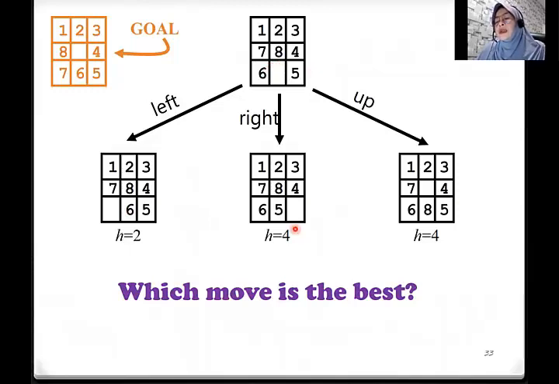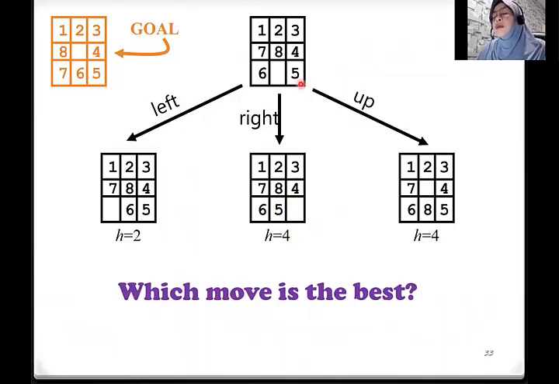Then similarly, we move the empty tile to the right. We calculate how far each tile is from the correct position compared to the goal state. 1, 2, 3 are all correct. 8 should be here, but here is 7. So 8 is one step from the correct position, so it's 1. 6 is also one position away, so 1. 7 is also one position away, so we get another 1, making 3. Then 5 is also one position away, so the total is 4.